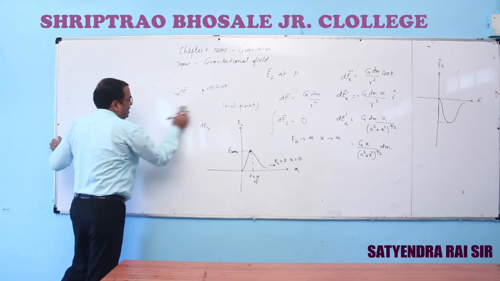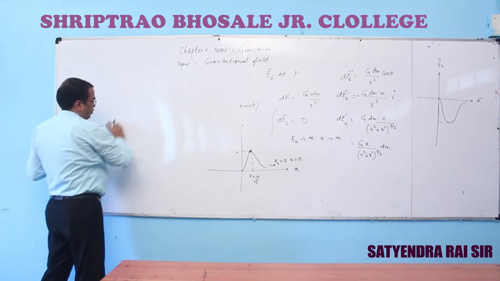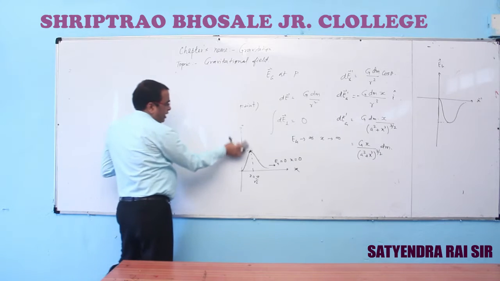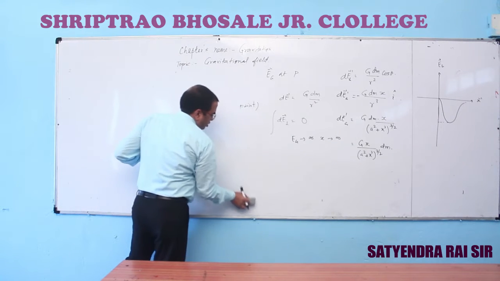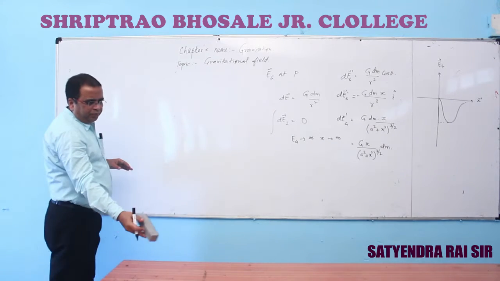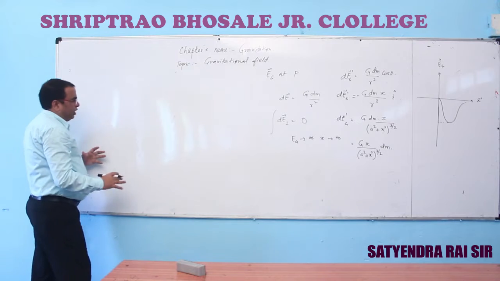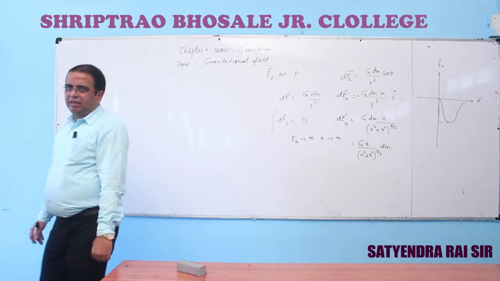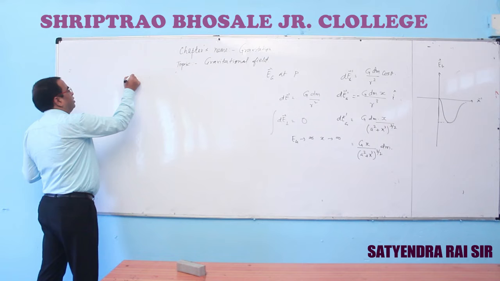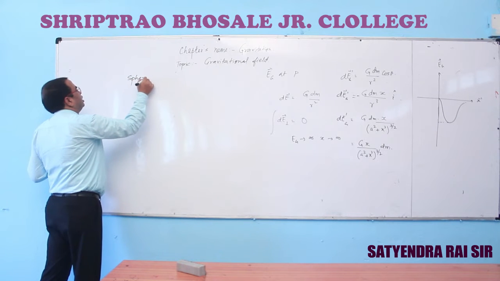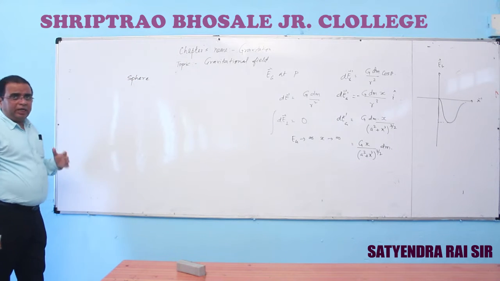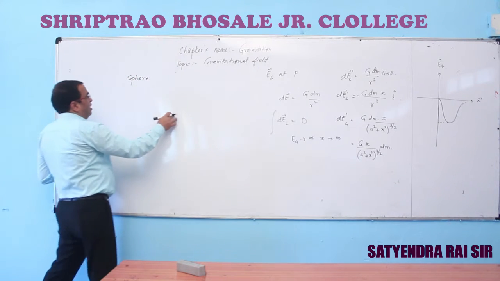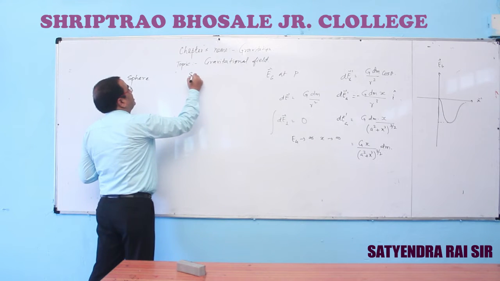There are so many other cases we can find out for a ring, for an annular ring. And the most common examples of the objects due to which we calculate the gravitational field are, obviously, a sphere, and second one is a spherical shell.